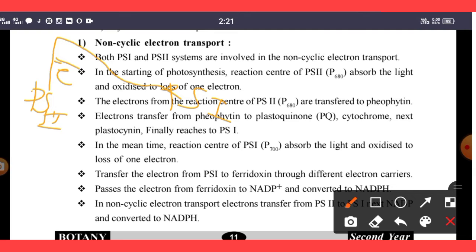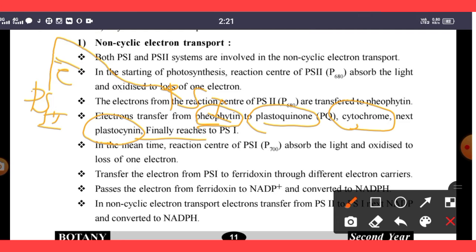Electron acceptors, what are they? Pheophytin, plastoquinone, cytochrome, plastocyanin. These are the electron acceptors. They receive electrons from PS2 and transfer them to PS1: from pheophytin to plastoquinone, plastoquinone to cytochrome and then plastocyanin, so finally reaching PS1. This is the pathway of electrons from PS2 to PS1.